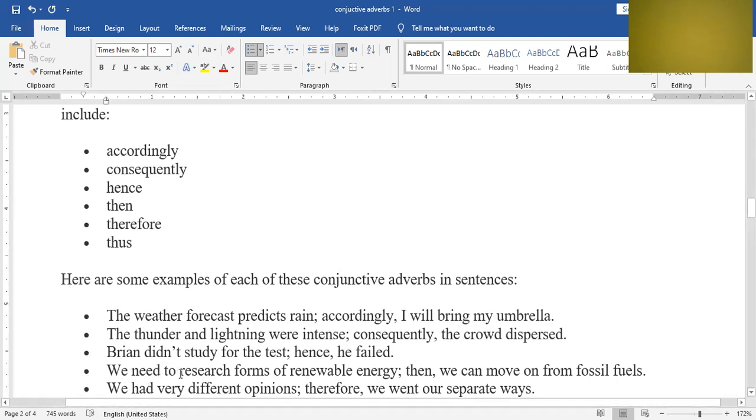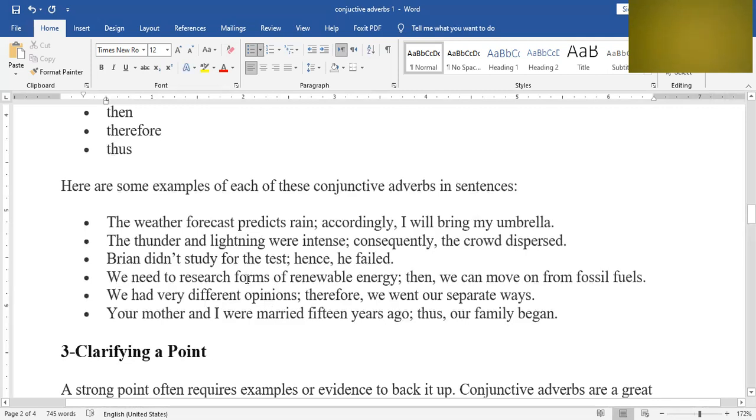Okay? We need to research forms of renewable energy like sun and air. Then we can move from fossil fuel, from petrol and oil and coal and so on. So if we have renewable energy, then we can move on from fossil fuels. Okay? So the result from finding renewable energy is avoiding using fossil fuels. We had very different opinions, therefore we went our separate ways. Different opinions, the result is going away from each other.